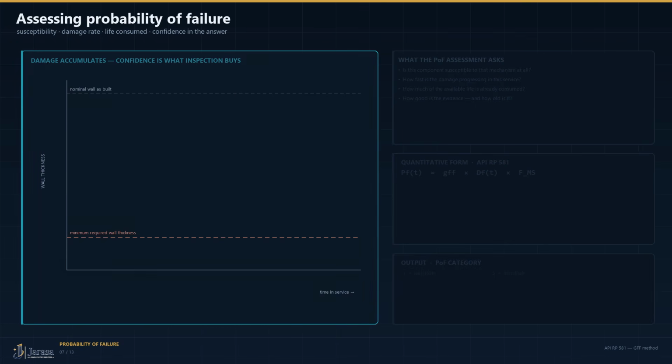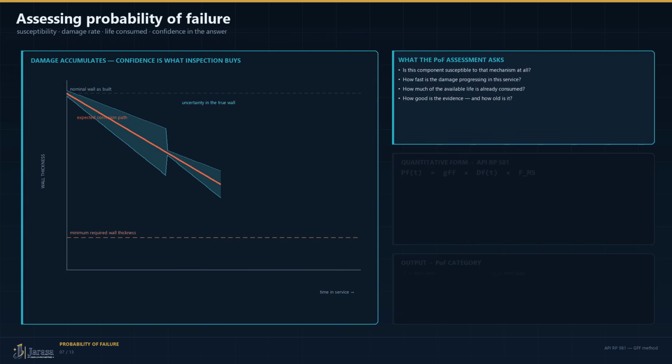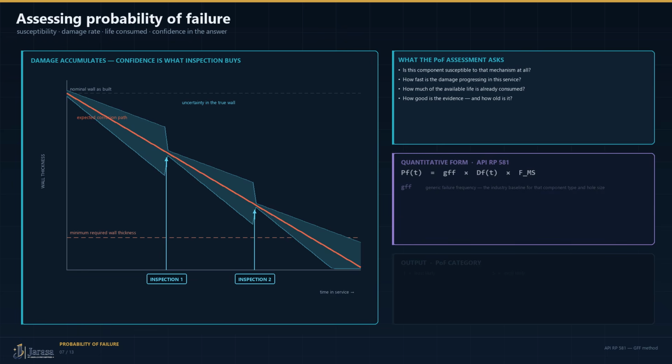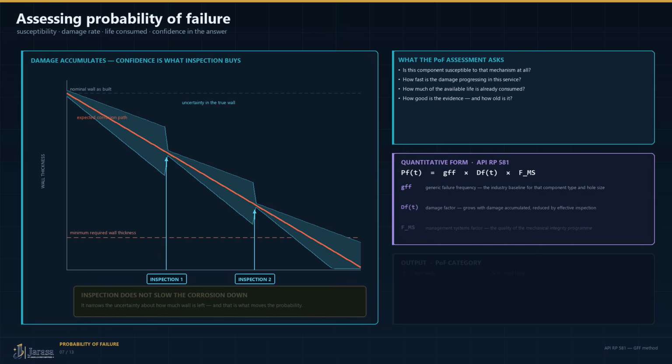Probability of failure is not a guess about bad luck. It asks whether this component is susceptible, how fast the damage is progressing, how much life has already been consumed, and, critically, how confident we are in that answer. Inspection history is part of the calculation. In the quantitative approach of API 581, probability is a generic industry failure frequency, adjusted by a damage factor that grows with time and service, and by a management systems factor.